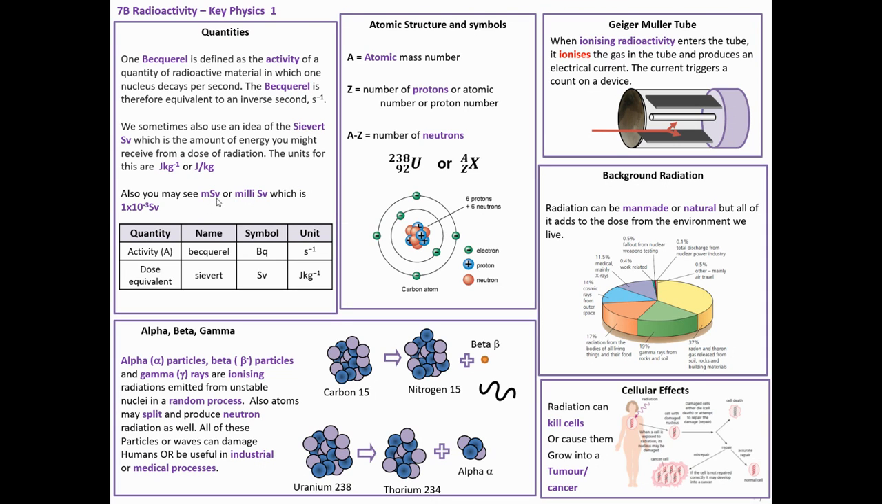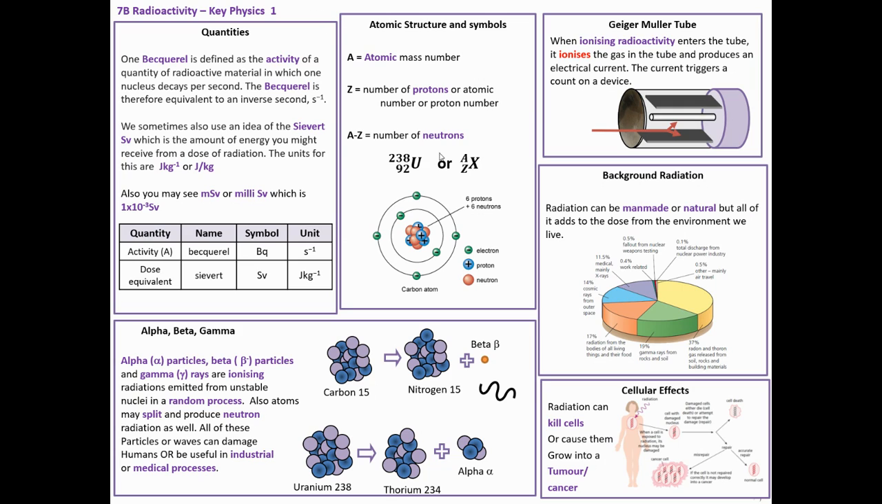You might also see millisievert, which is 1 times 10 to minus 3 sieverts, or it could be millibecquerels, but you've got the two there. Typically, it's about activity. They occasionally have questions where they talk about the sievert, but you're not really expected to know sievert off the top of your head. They give you a little bit more.